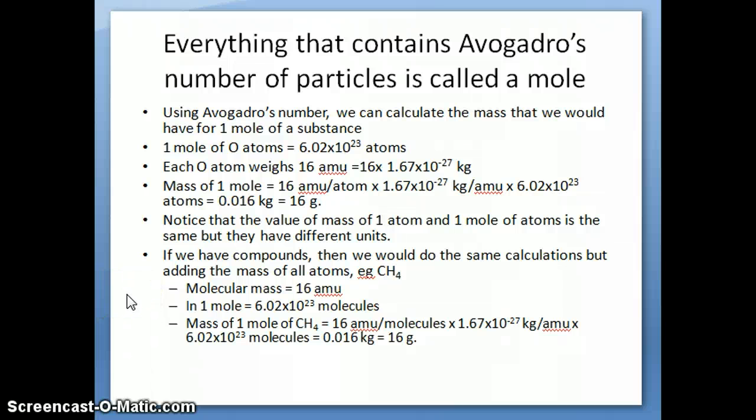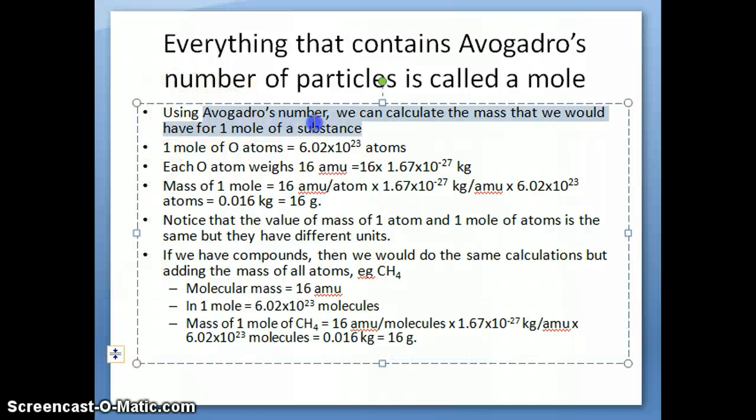Okay, now that we have this convenient definition of a mole being equal to 6.02 times 10 to the 23rd particles, we can use this Avogadro's number to calculate the mass of a mole of any substance. For example, here I'm just showing you in terms of oxygen atoms. If you have 1 mole of oxygen atoms, the question is, what would the mass of that be? Well, we know that 1 mole of anything is 6.02 times 10 to the 23rd. So if it's oxygen, it will just be 6.02 times 10 to the 23rd oxygen atoms.